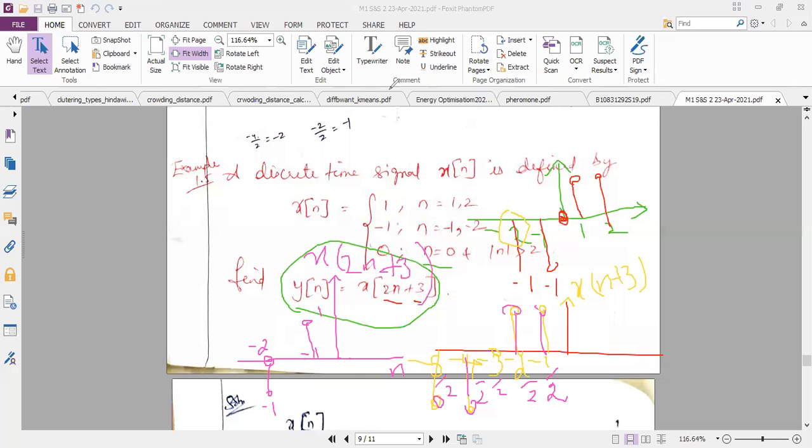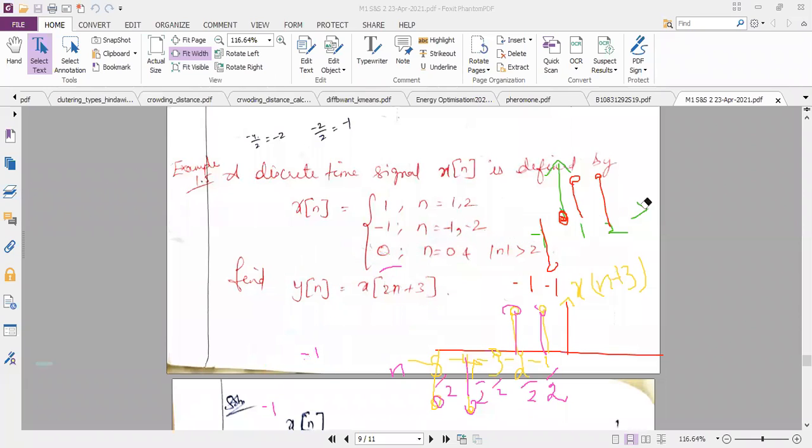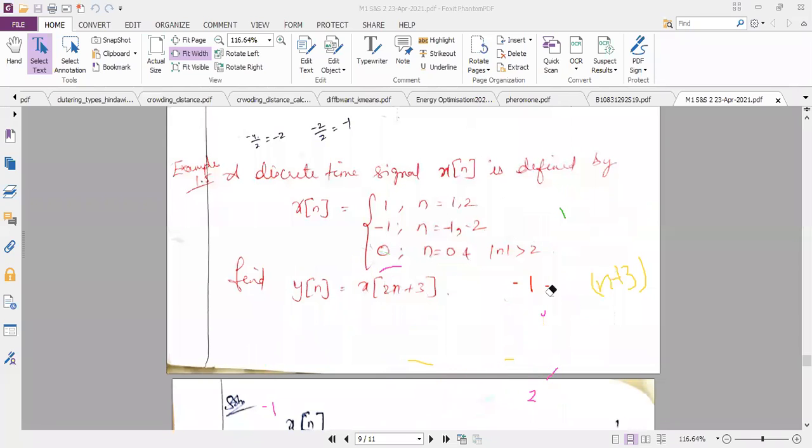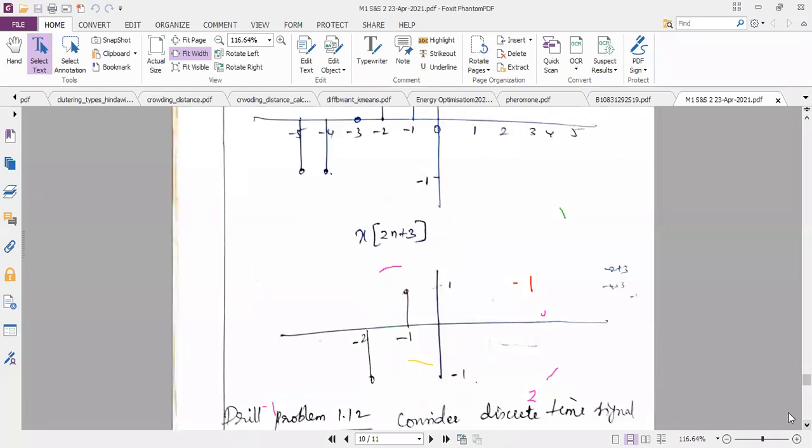I hope this diagram is clear and the answer is clear. So let me show my answer in the PDF. So till now I have drawn and shown you the answers. You can see in my final screen, the diagram is like this. With this I will stop today's class.